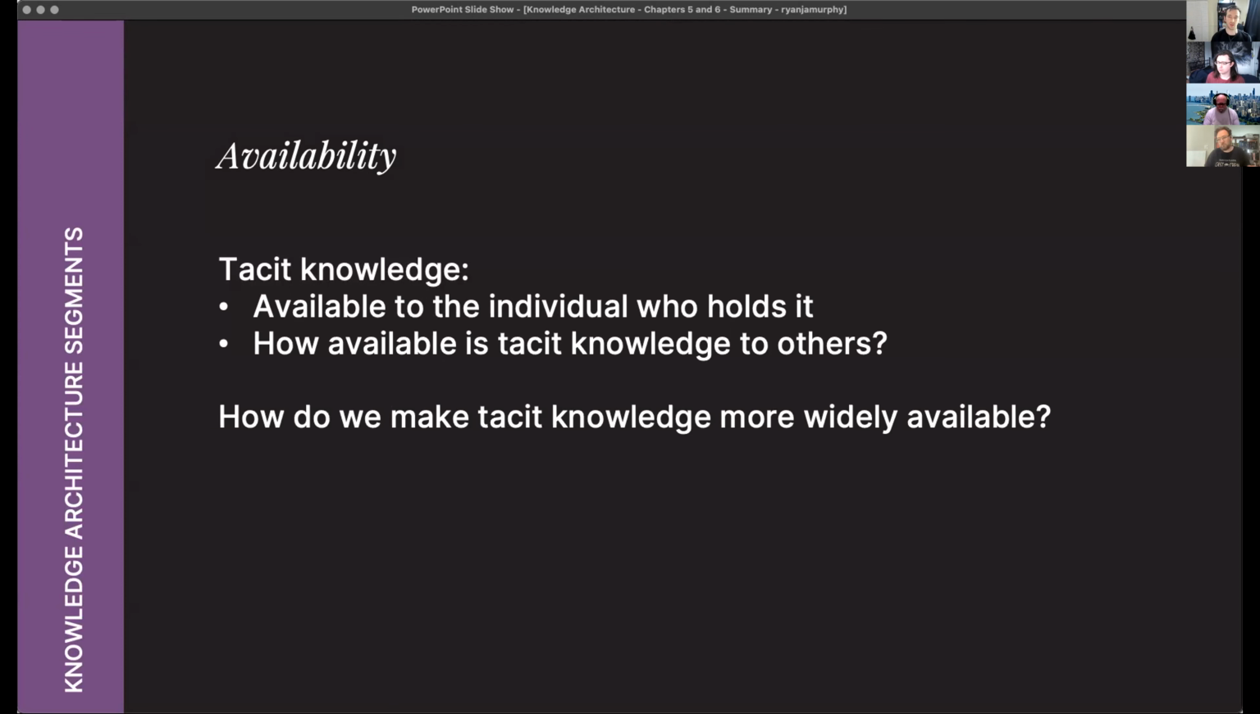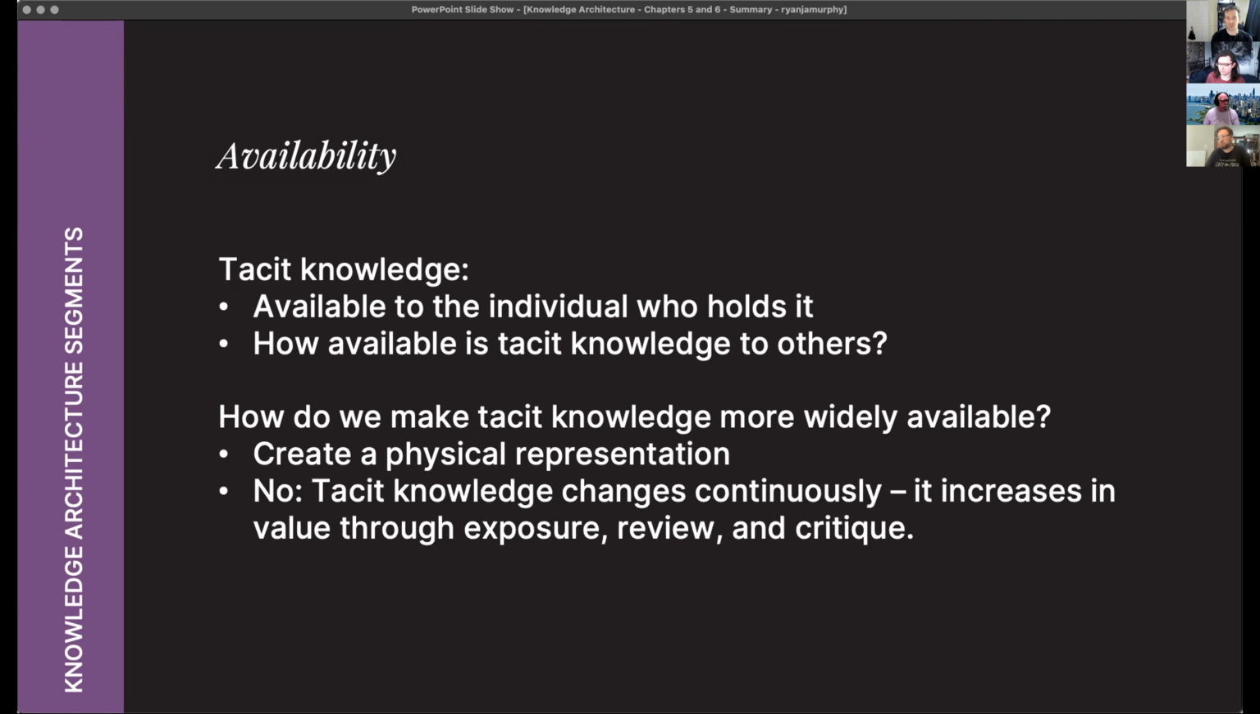And so the question that Bedford asks is, how do we make it more widely available? And you might think, well, let's do an interview with somebody and ask them questions about what exactly their process is for doing something, say an artist painting an oil painting. But that actually isn't a great solution, because tacit knowledge as a concept changes continuously. And so the way that the artist approaches one oil painting might change with respect to the next oil painting, and it might change as they evolve.